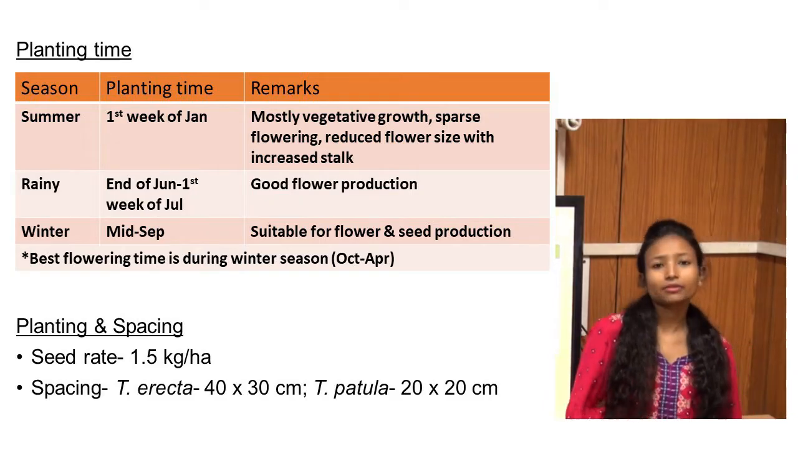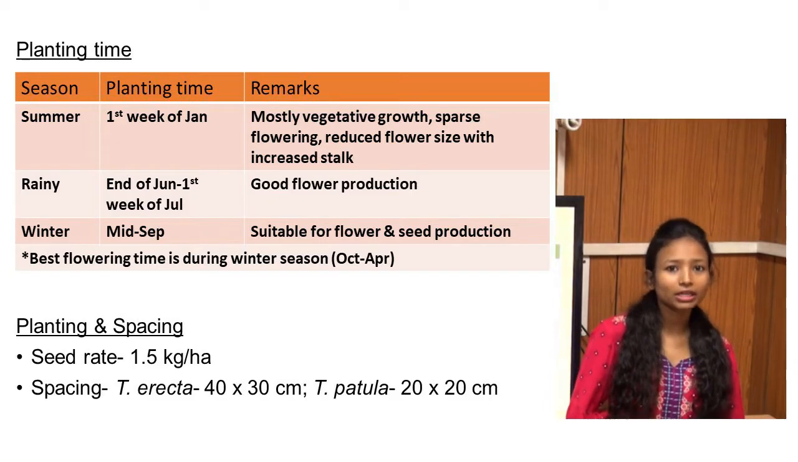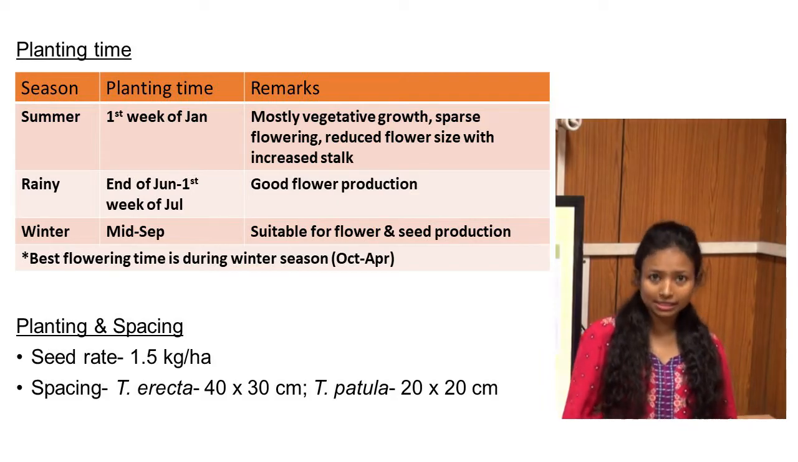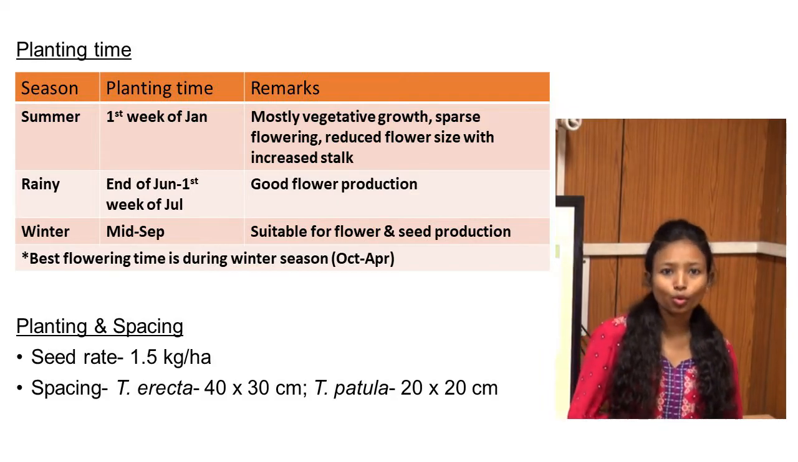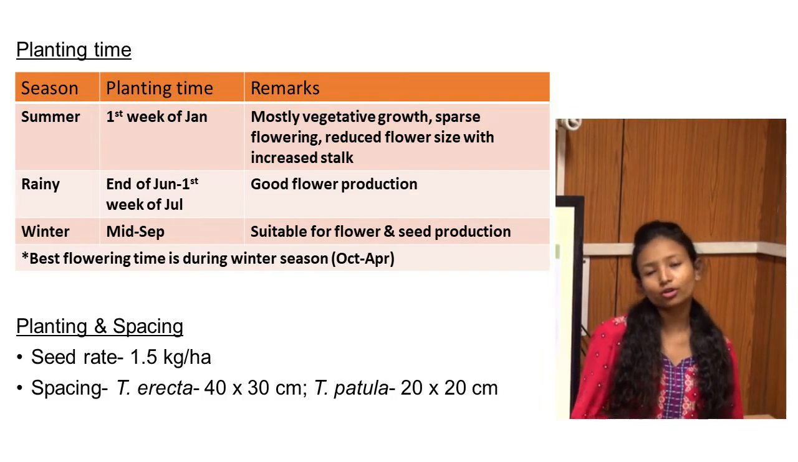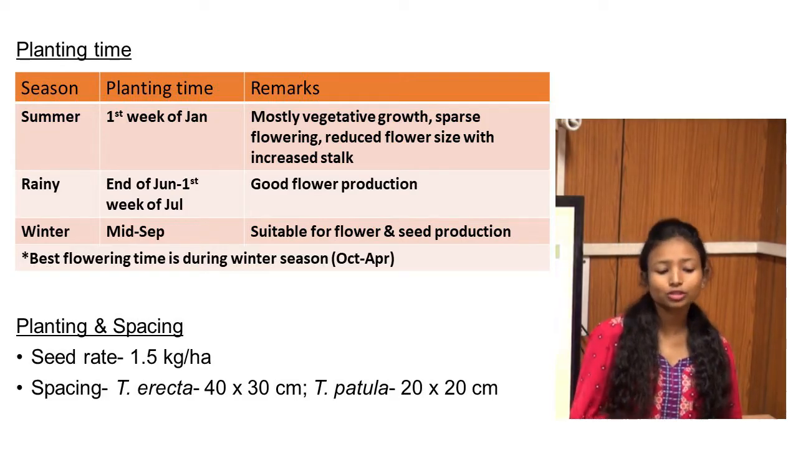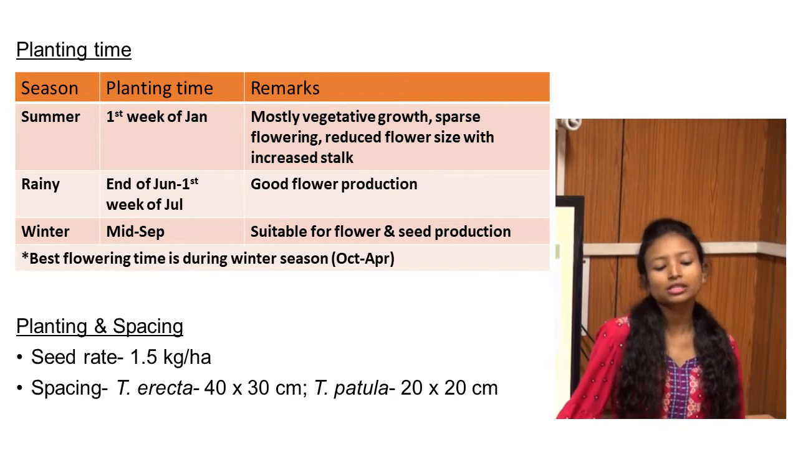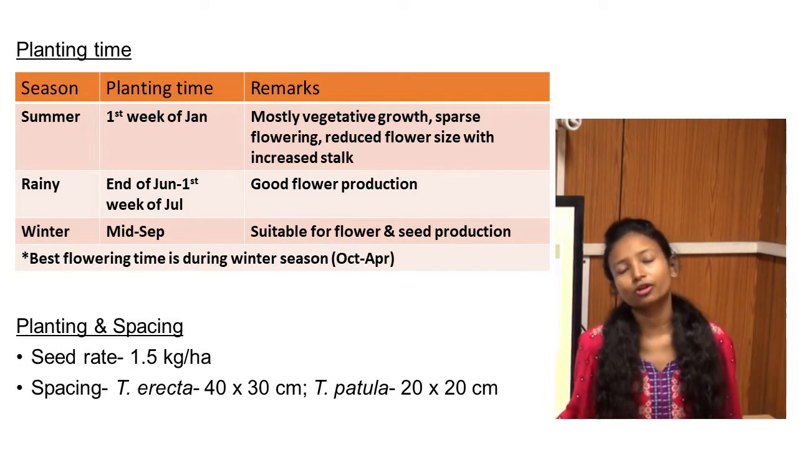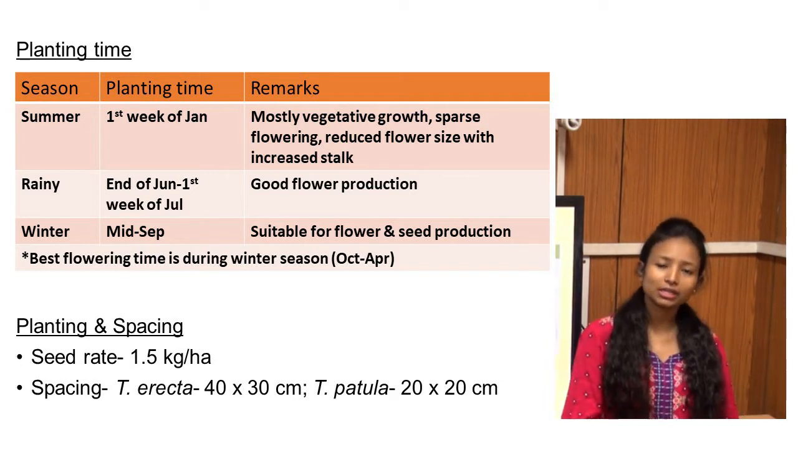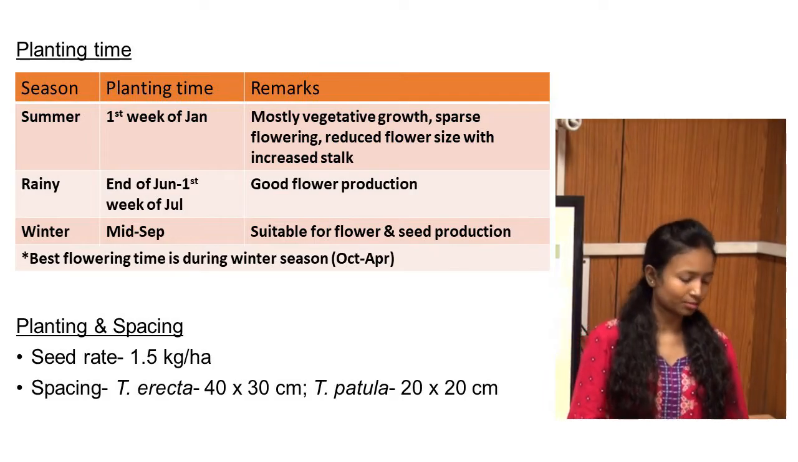Planting and spacing. For 1 hectare, a seed rate of 1 kg is sufficient, and spacing varies with respect to species. For example, in Tagetes erecta, the spacing is more, that is 40 cm row to row, and between plant to plant it is 30 cm.